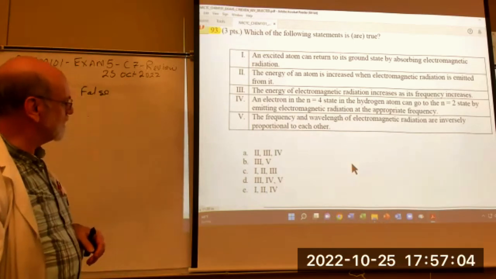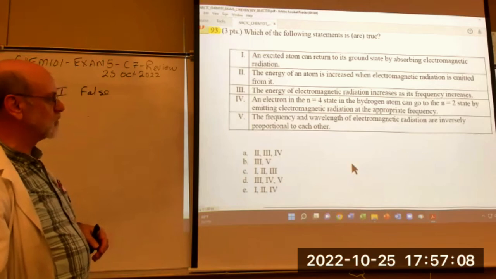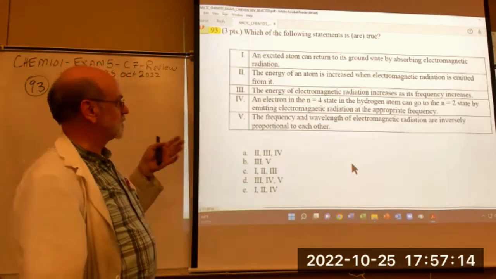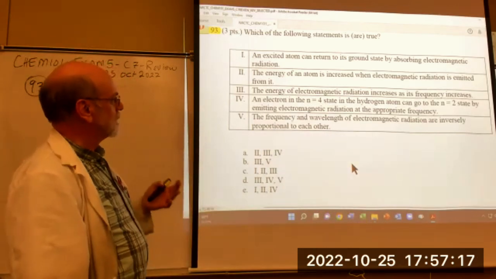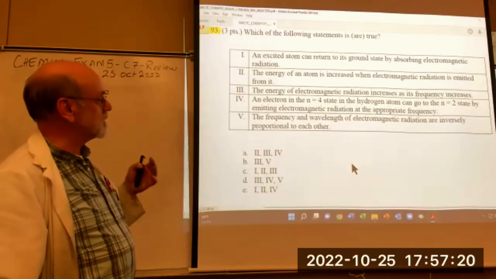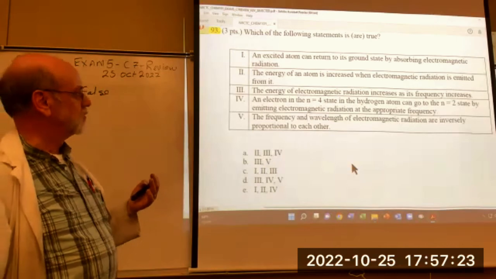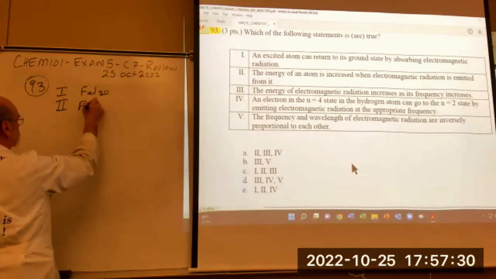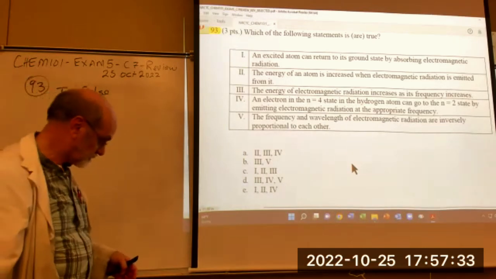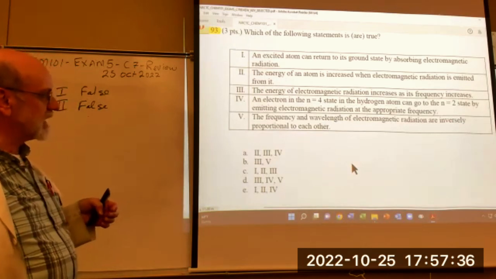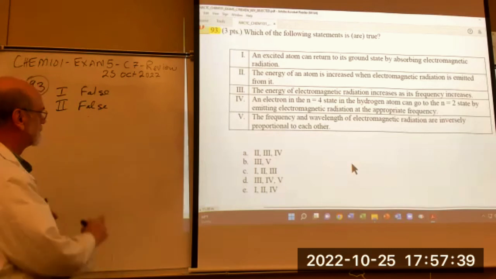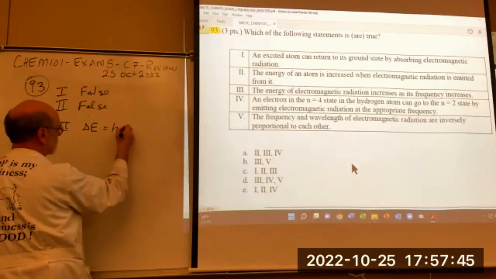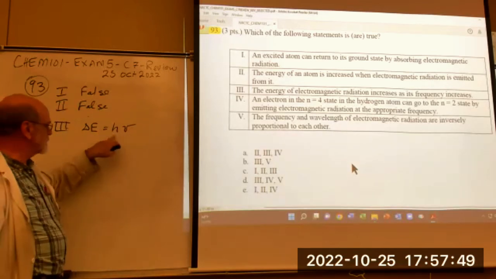2? The energy of an atom is increased when electromagnetic radiation is emitted from it. Now, that's another way of saying Roman numeral one. It's just the opposite of what actually happens. The energy of the atom is decreased when radiation is emitted. So 2 is false. 3? The energy of electromagnetic radiation increases as its frequency increases. Yes. Based upon Planck's equation. If frequency increases, energy increases.